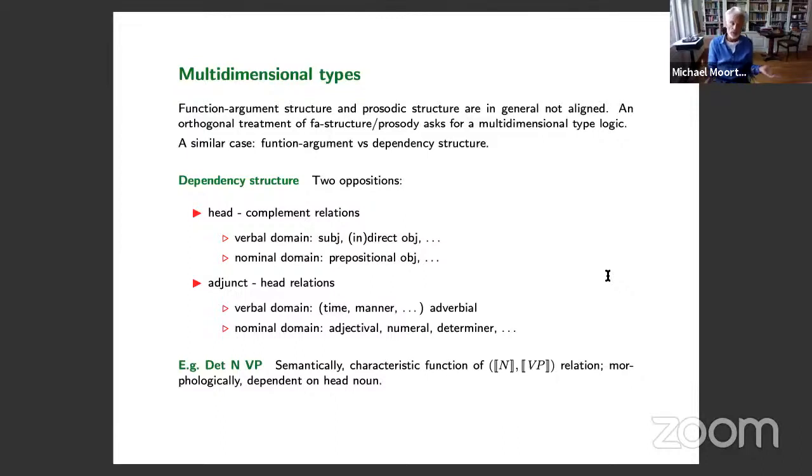And there's a tension between these two. Take, for example, the determiners. Semantically, they would be characteristic functions of relations between the semantic spaces that interpret the noun they combine with and the verb phrase they combine with. But morphologically, the determiner is going to be dependent on the head noun in the sense that it will inherit case information, number information, etc.